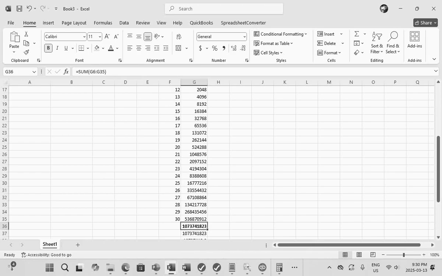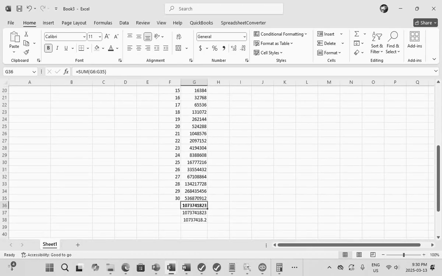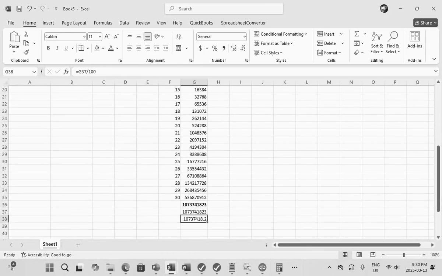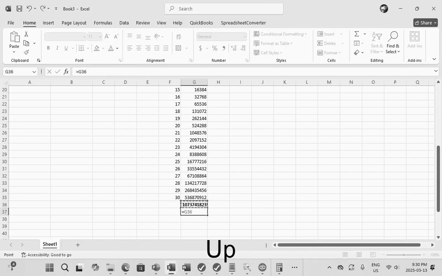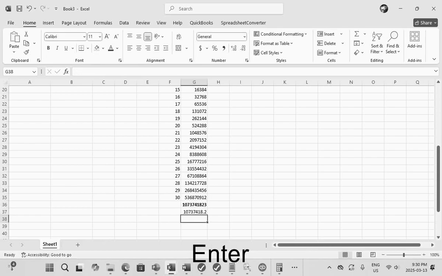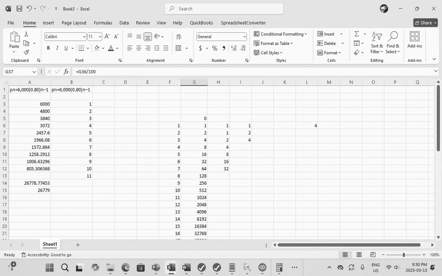So you can turn this into a dollar amount. To turn this into a dollar amount, because $1 is 100 pennies or 100 cents, you've got 100 coins in a dollar, this will be this figure divided by 100. So we know that the dollar amount will be $10,737,418.20.